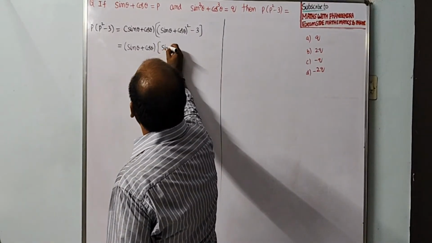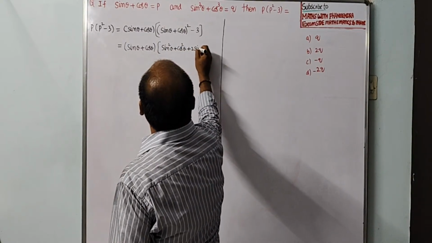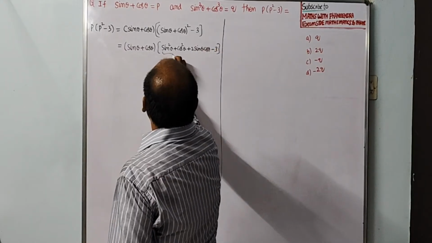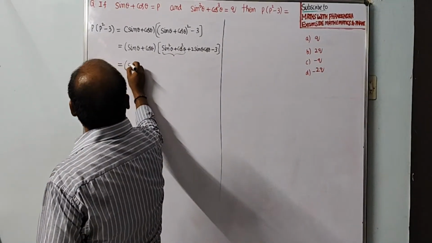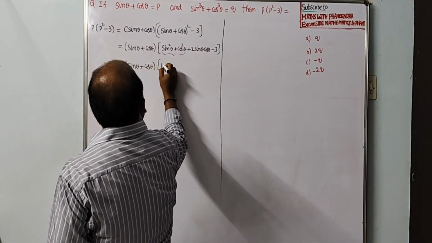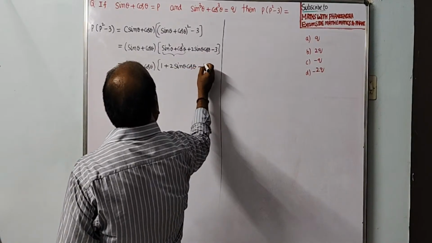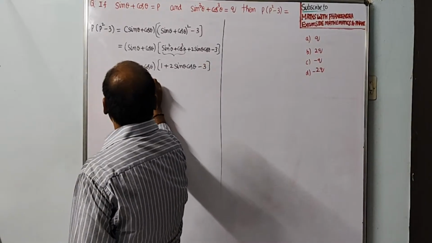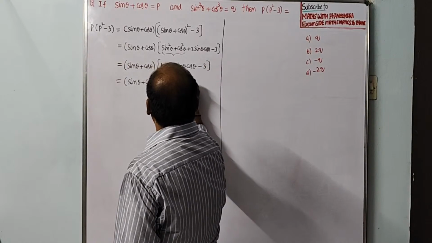So sin square theta plus cos square theta plus 2 sin theta cos theta, minus 3. Sin square theta plus cos square theta value is 1. So which is equal to sin theta plus cos theta into 1 plus 2 sin theta cos theta, minus 3. So sin theta plus cos theta, so 2 sin theta into cos theta minus 2.